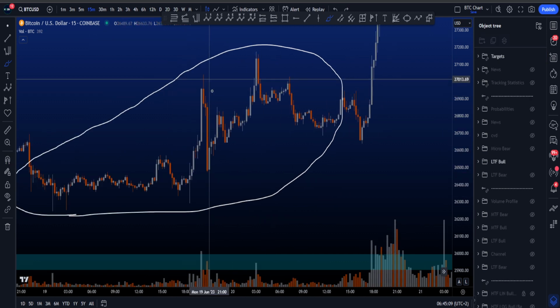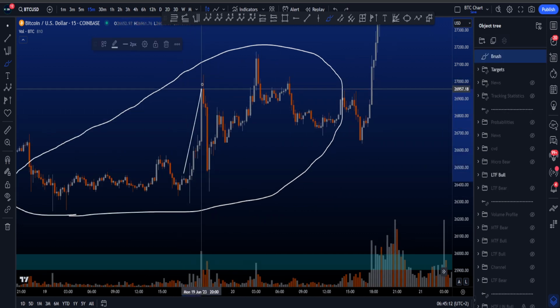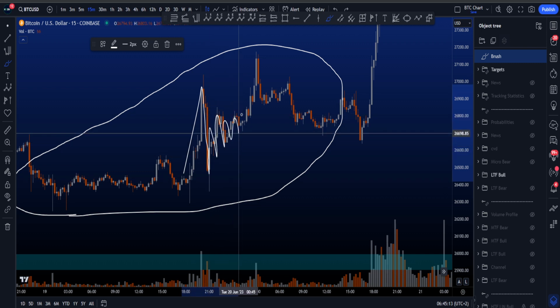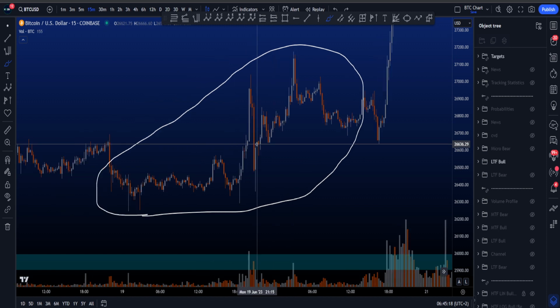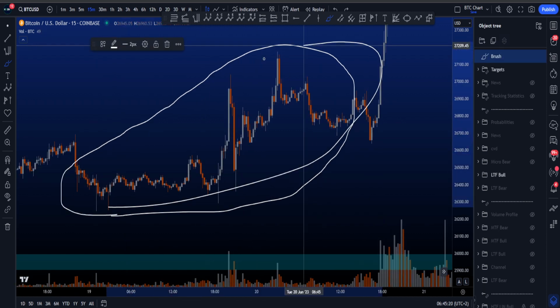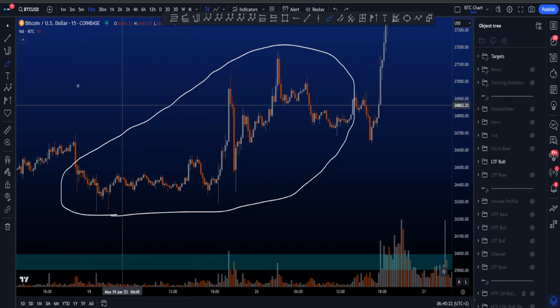Does this look like what we have at the moment, right? Big move up, big move down, starting to range. This one ranged more vertical though. The one we now have is more sideways. But you can see there's a couple of signs between what we see over here and what we see at the moment.